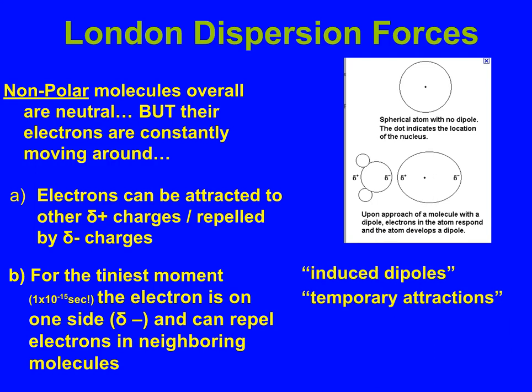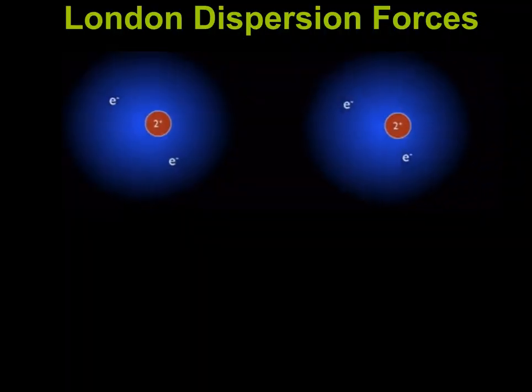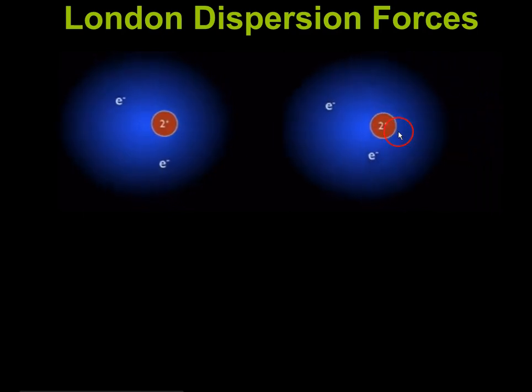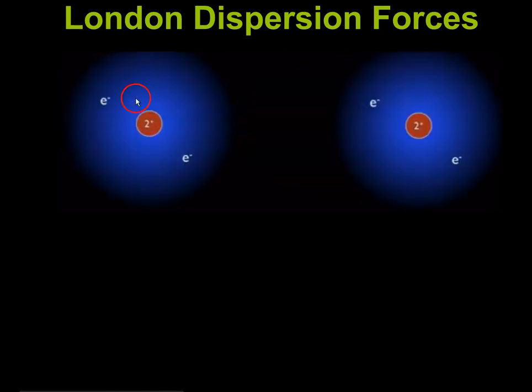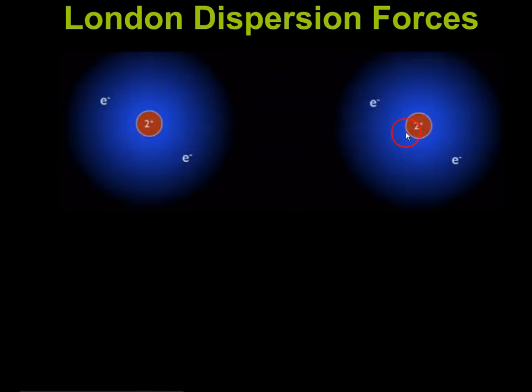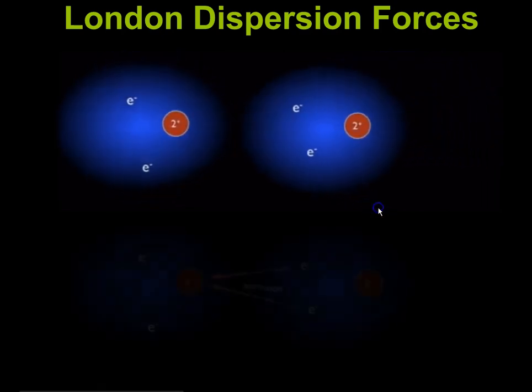Okay, I've got a couple of animations here to illustrate that. So what's going on here is exactly that process. You have a couple of nonpolar molecules, okay, but when they get close by each other, you just have this real temporary dipole that's created.